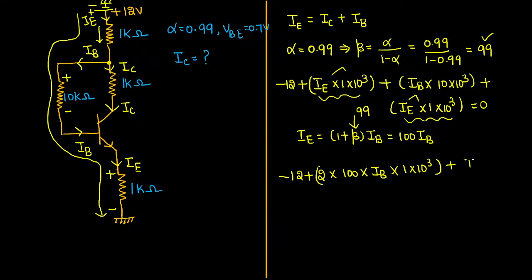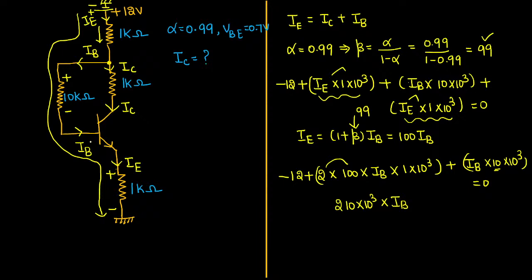Plus we have the base current IB. Here we have only 10 into 10 power 3. Let us try to add all these values equal to 0. Now if you observe, 2 into 100 will become 200. 200 plus we have a 10 here. So 210. 210 into 10 power 3 into base current IB and pass the 12 voltage.